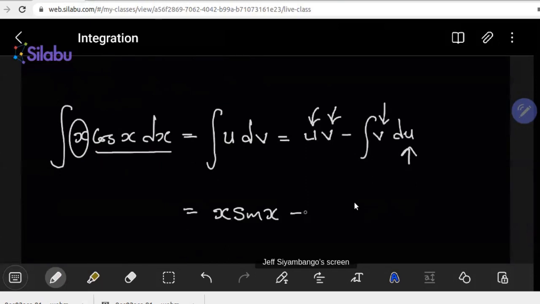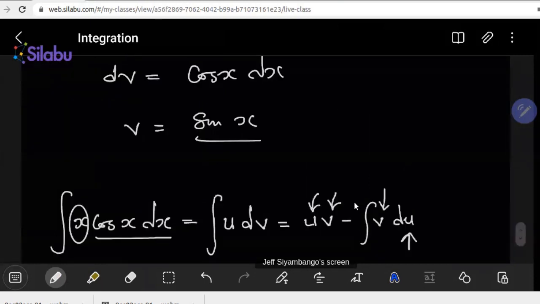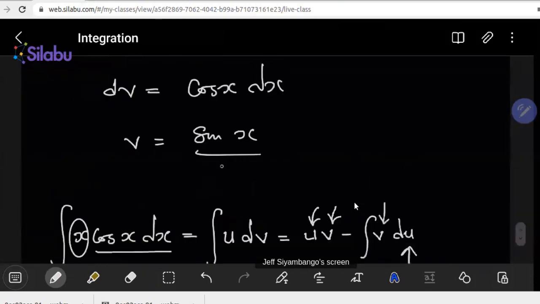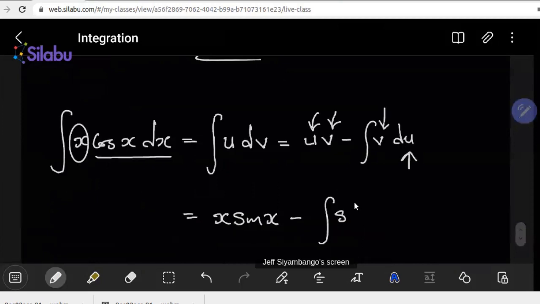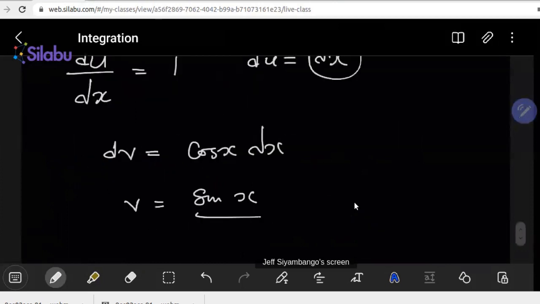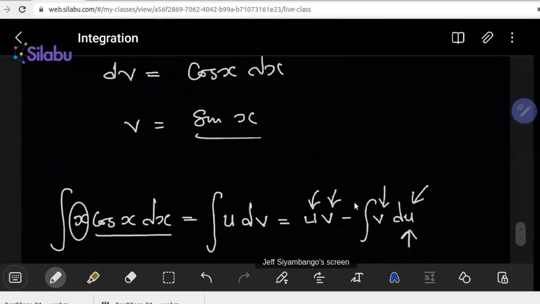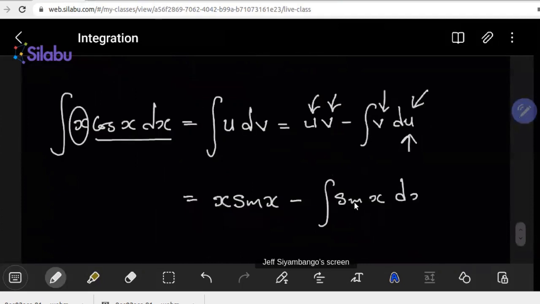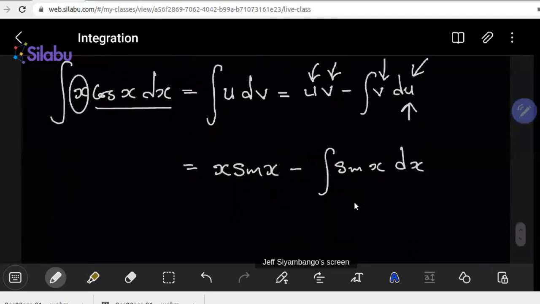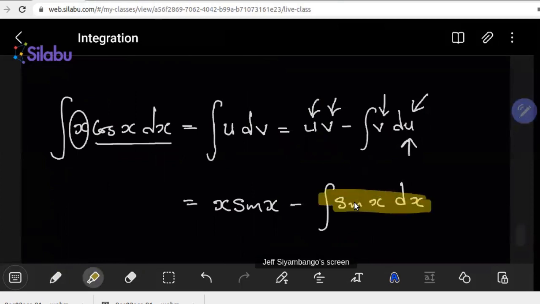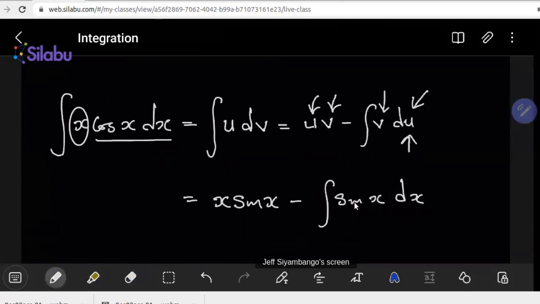Minus the integral of v, which is sine x, then du. Remember du was equal to dx. So here now, observe what has happened. What we have on this side is an expression that is easy to integrate, something straightforward to integrate. So the first part is okay.